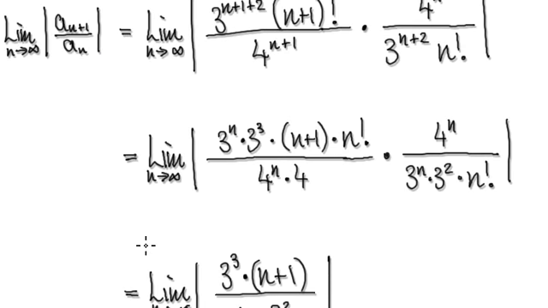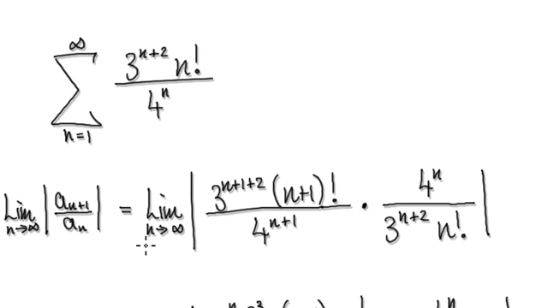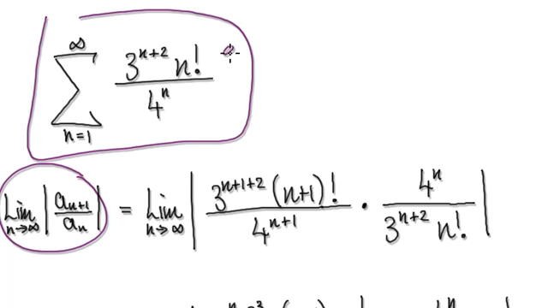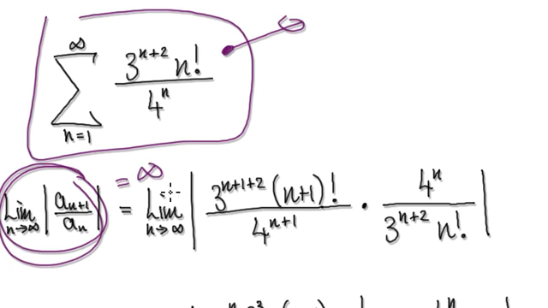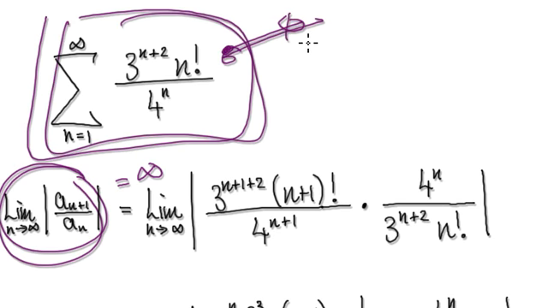So going back to here, from the ratio test, because this value is bigger than 1, we can conclude that this series will diverge, because this limit equals infinity. Well, infinity is bigger than 1, so we can conclude that this series will diverge.